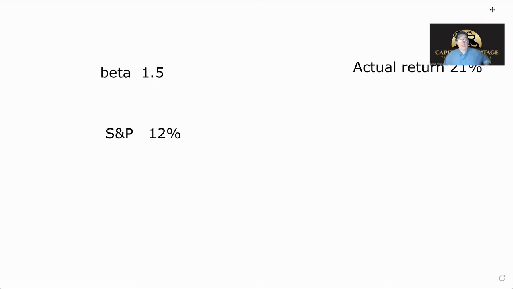So just remember, whatever your beta is, you multiply that times the market, and that's going to be your expected return. So let's do it here. We have the S&P went up 12%. Our portfolio has a beta of 1.5. They'll give that to you if anything. But the market is up 12%, which means we're going to go up 12% times 1.5, right? We're going to do 12 times 1.5 equals 18%. So that means we're expected to go up 18%.